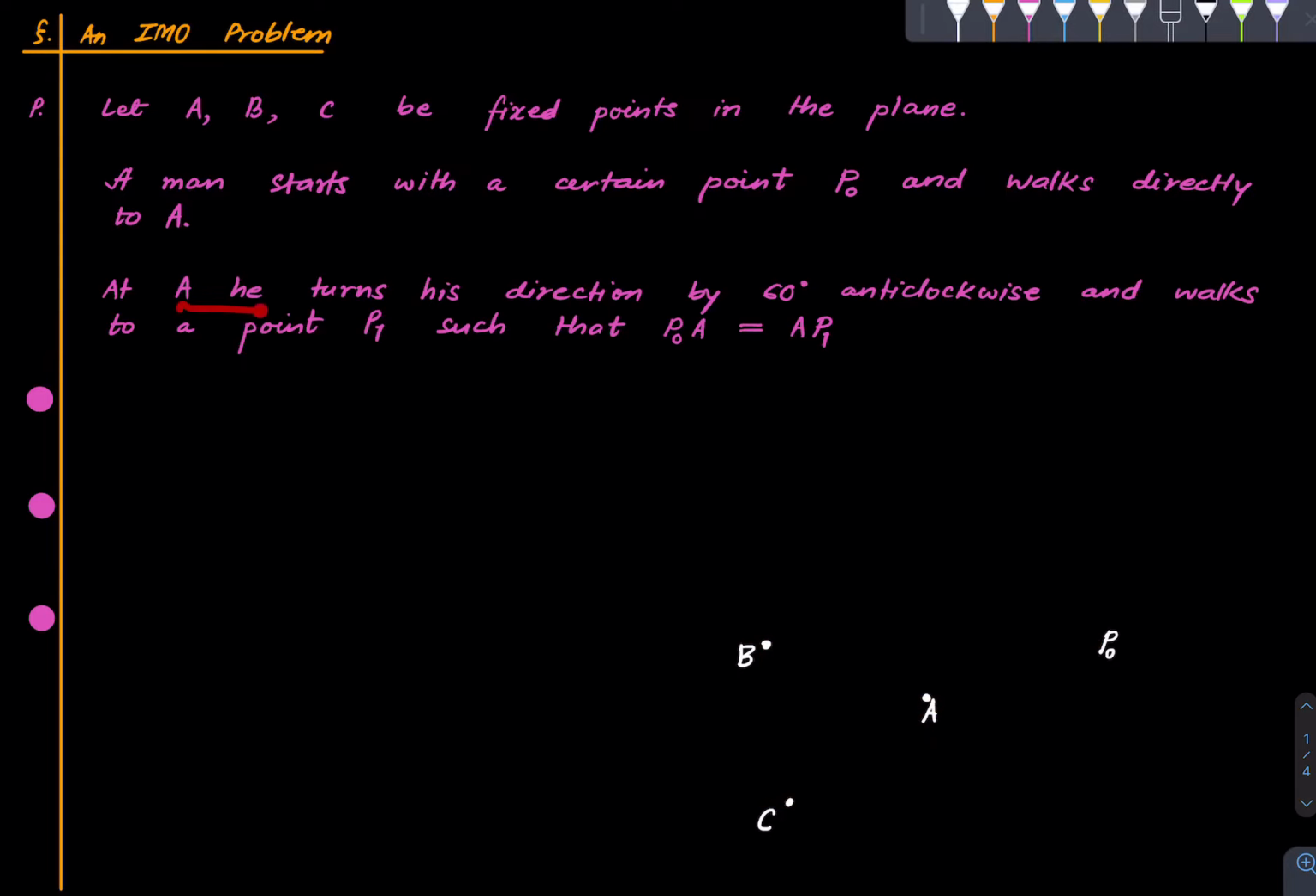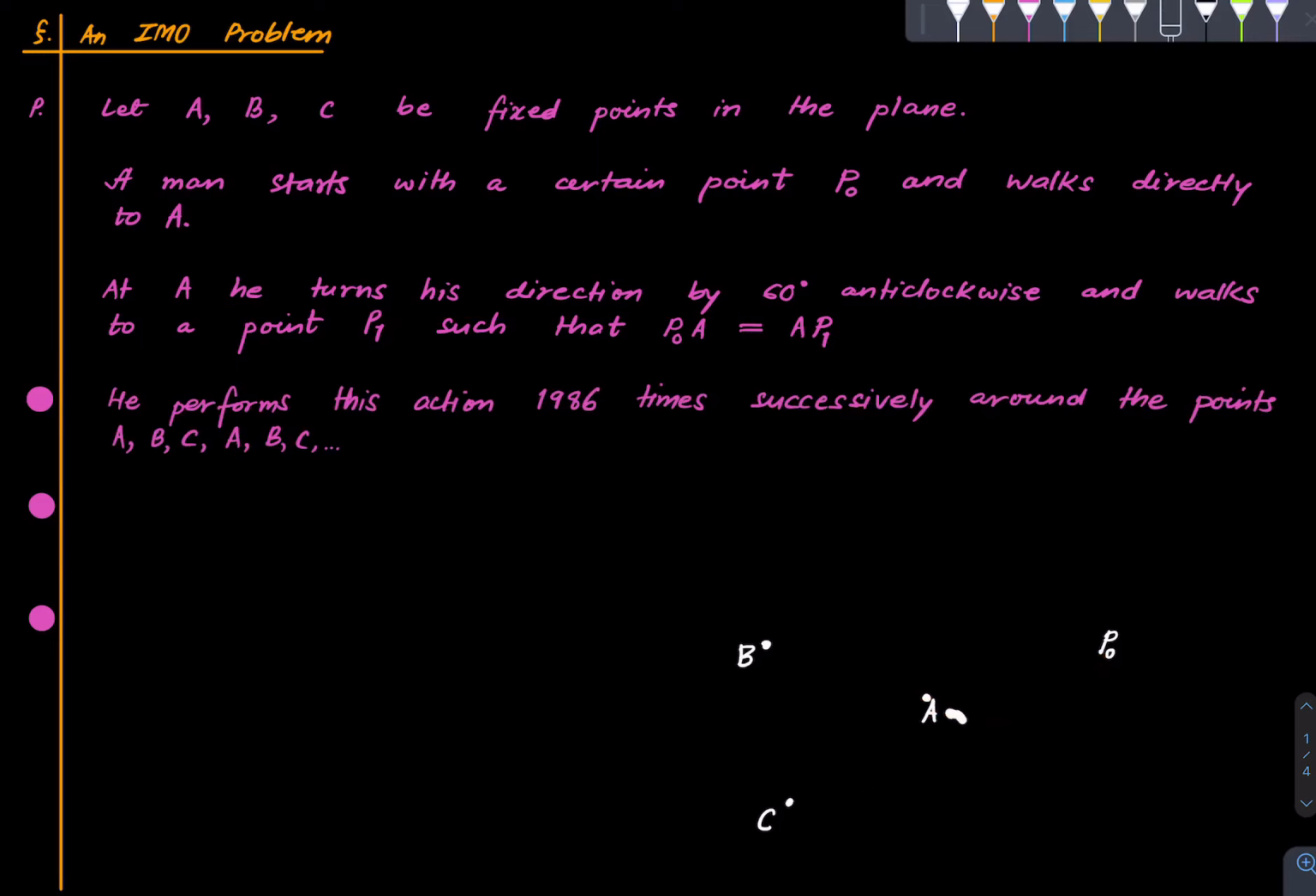All right, so let me expose the hidden things. So at A, he turns his direction by 60 degrees. As I said, he reaches A, then turns his direction by 60 degrees anti-clockwise, and walks to a point P1 such that this distance P0A is equal to P1A. And then from that, he performs the same thing 1986 times, successively. First he pivots around A, then pivots around B, then pivots around C, as I described.